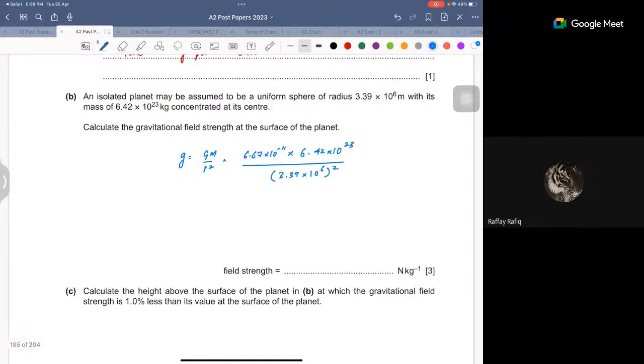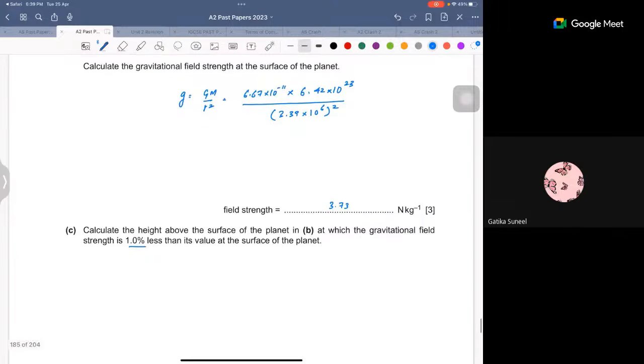All right. What was the answer here? Anybody has done it? Please let me know. 3.73. Okay. So then calculate the height above the surface of the planet at which the gravitational field strength is 1% less than the value at the surface. 1% less means that it should be 99%, right? So 99% would be 0.99 of 3.73. Can you find this, please? 3.69.